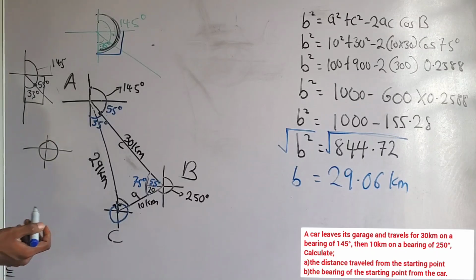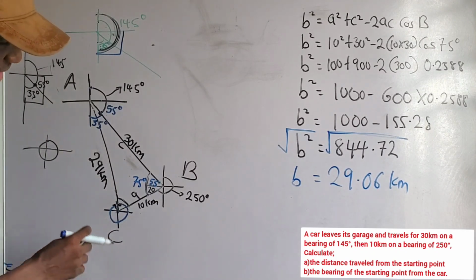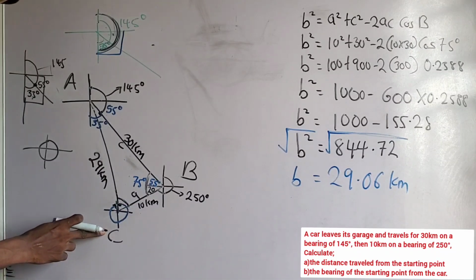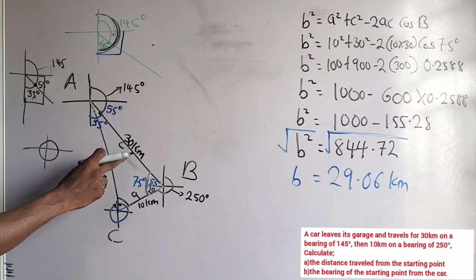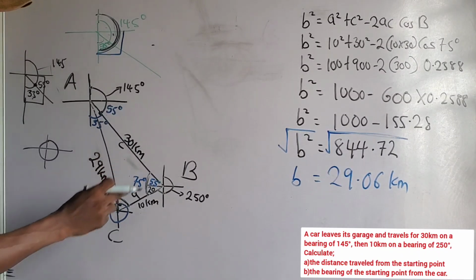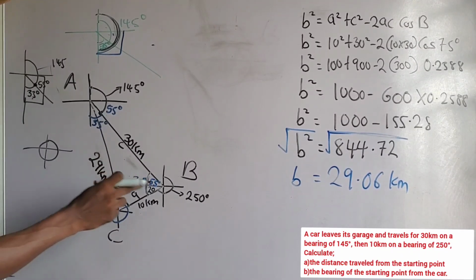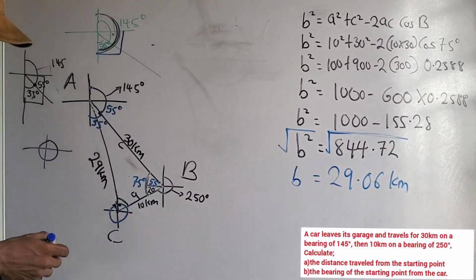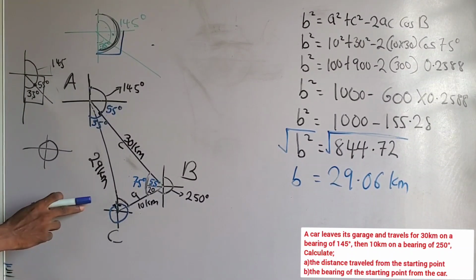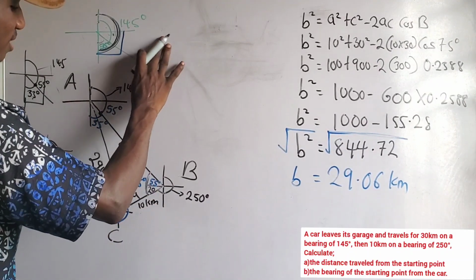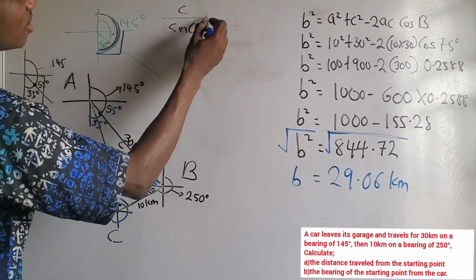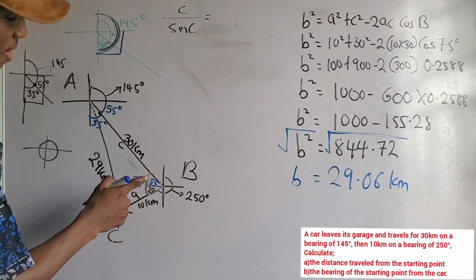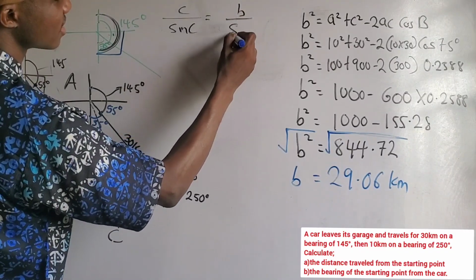So to calculate the angle, I'm going to use the sine rule. You understand? Because now the angle is with respect to C, and the side that this angle faces is 30 kilometers. So I can make use of the sine rule by combining this side and this angle, and this side and this angle. So according to the sine rule, with respect to the diagram on the board, I'm going to have c over sine C is equal to b over sine B.